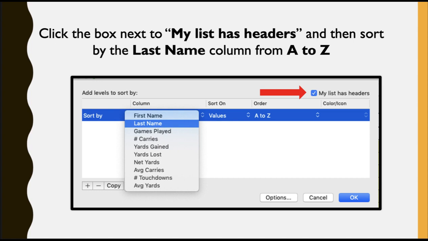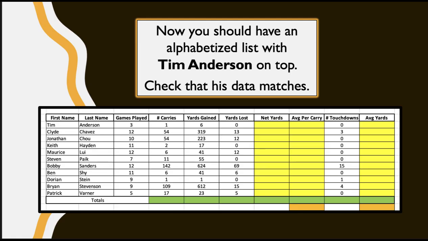So all you have to do is choose last name off of those options. And the order by default will be A to Z. But if you needed that to change for some reason, you could just click on these little arrows and choose a different option. So click OK. And now you should have an alphabetized list with Tim Anderson on top. And check that his data matches. He played 3 games, he had 1 carry, he gained 6 yards, lost 0. Make sure you got everything sorted accurately.